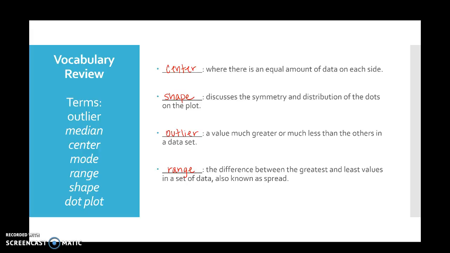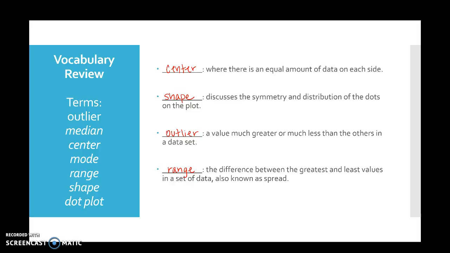So that's where we're looking at, does it kind of look like a rectangle? Does it come up to a peak and look like mountains or a skyline? That's what we're looking at there. If there's clusters, like maybe from 2 to 4 and then there's a gap, and there's no other points until 8. And then outlier, a value much greater or much less than the others in the data set.